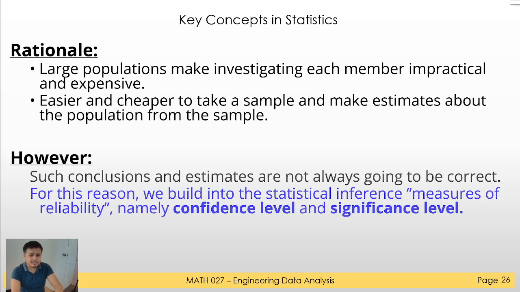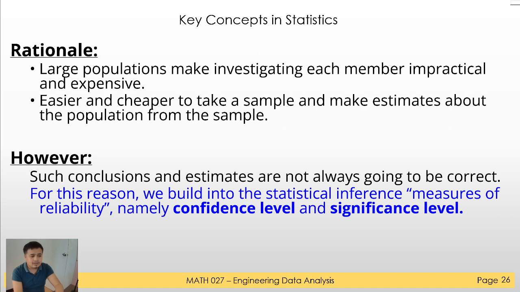But however, such conclusions are not always going to be correct. So this is the downside of statistics. Inferential statistics will not always be 100% guaranteed. But how do we measure that reliability is the question. So are we confident that this prediction from the sample to the population will be reliable?